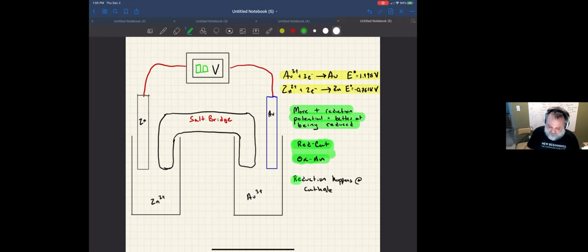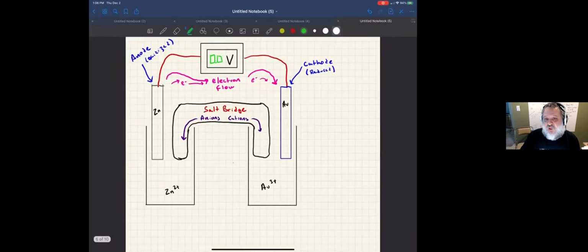And so what that means is reduction happens at the cathode. And you have to know that reduction means gaining electrons. Oxidation means losing electrons. If you don't know the definition of reduction and oxidation, then it's going to be challenging to get this correct. So you've got to go back and have those basic definitions down. Okay, so now that we have these half reactions, we know which one is more positive, the gold, so we know that gold is better at being reduced. So that means that the reduction is going to happen to the gold.